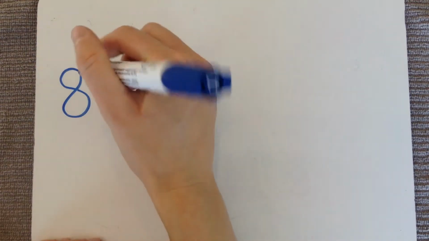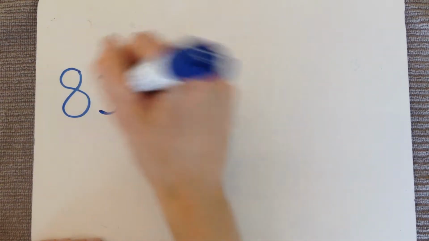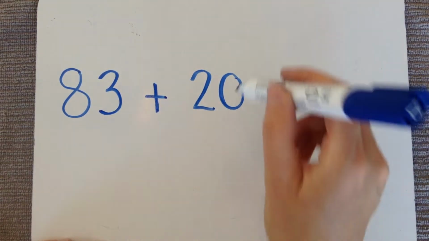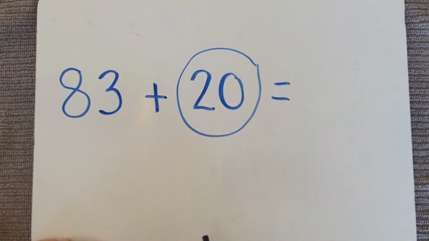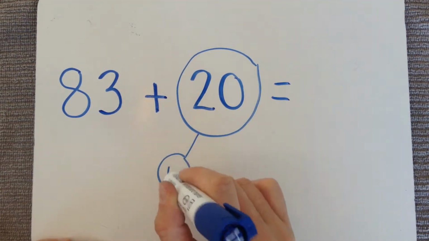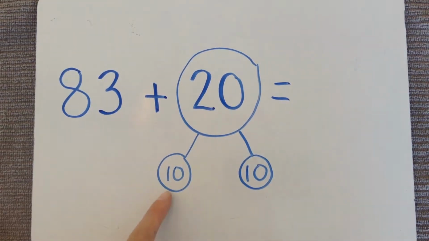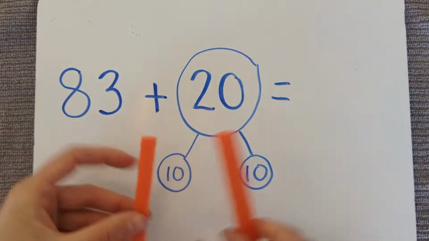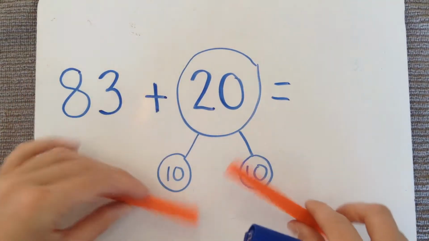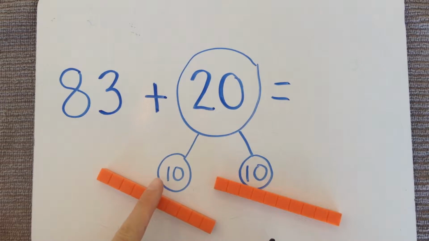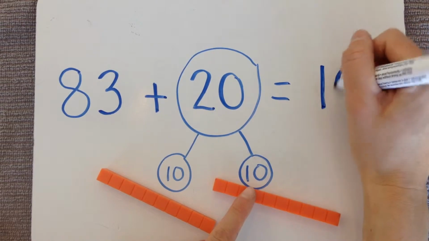Let's try this next one. 83 plus 20. Well, we already know we can write 20 in a different way. We can think about 20 as 10 and 10 more. We know that 10 and 10 is the same as 20. If we start at 83 and then we get 10 bigger, we will get to 93. If we get 10 bigger again, we will get to 103.